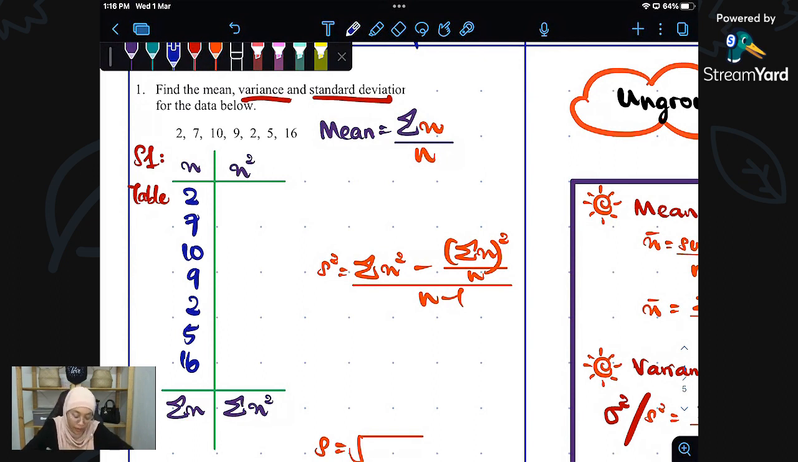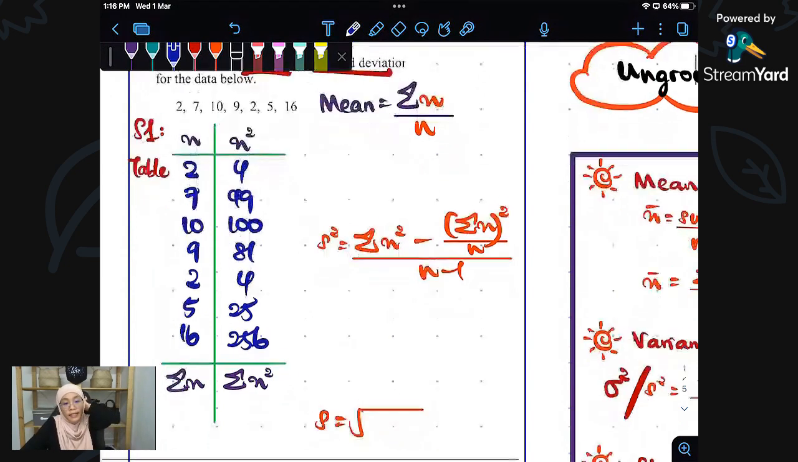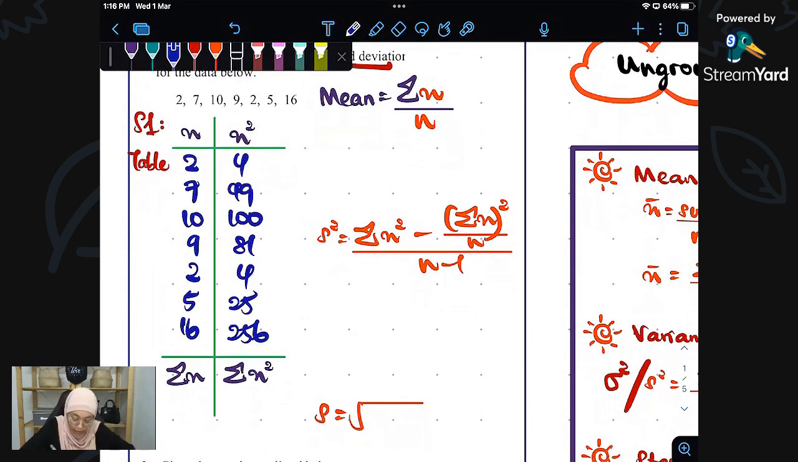And then you square them. Here will give you 4, 49, and then 100, and then 81, 4, 25, and then 16 squared is 256. It is best if you memorize those perfect squares. Now you use the calculator to find the summation of x, which is 51, and then the summation of x squared is 519.